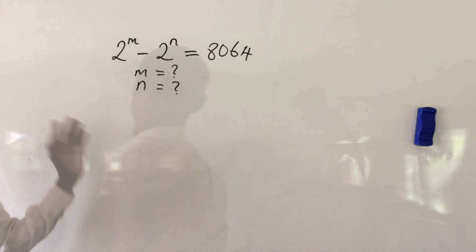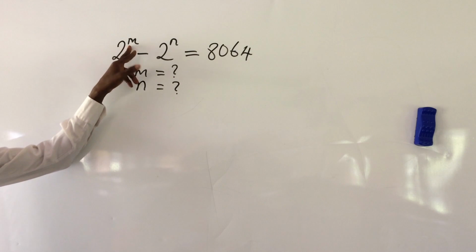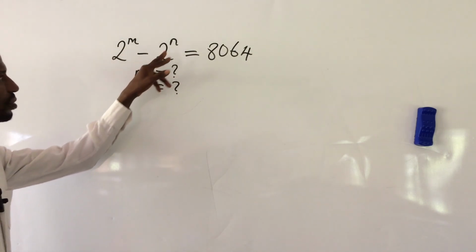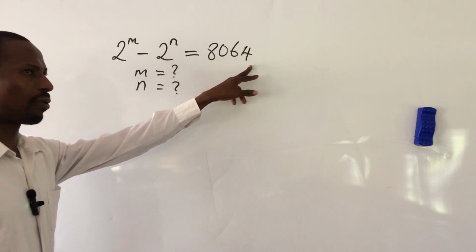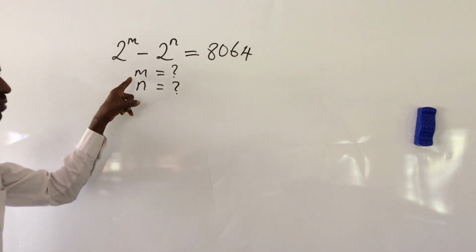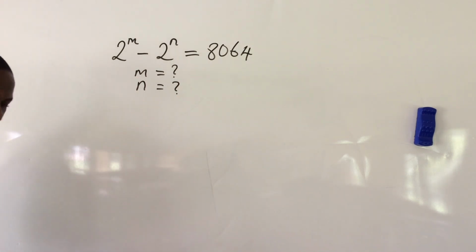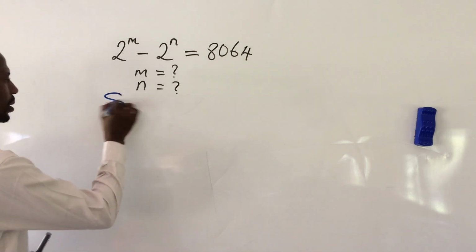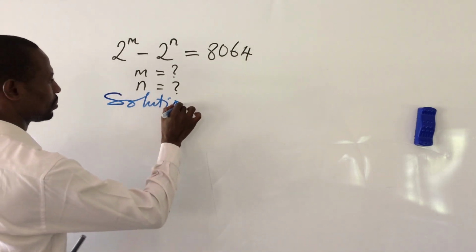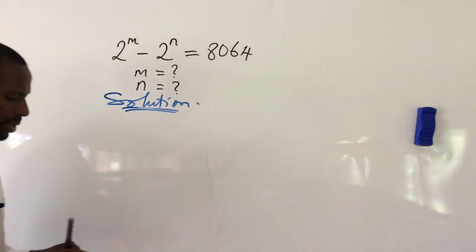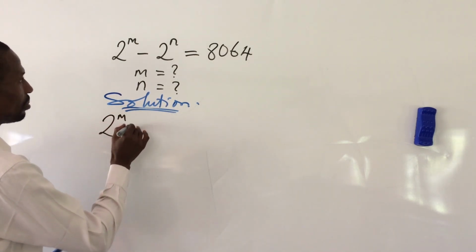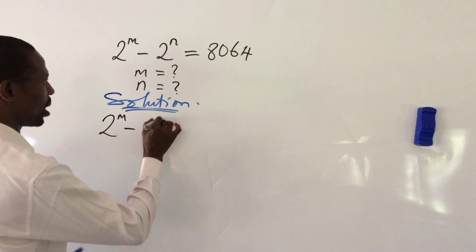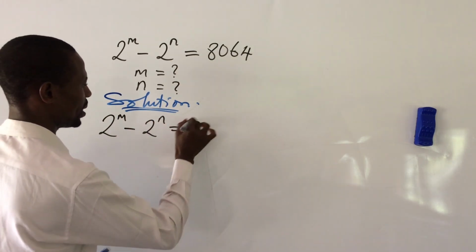The question reads: 2 to the power of m minus 2 to the power of n equals 8064. What then will be the value of m and n? So now let's take down our solution, and we put down our question. So we have 2 to the power of m minus 2 to the power of n equals 8064.